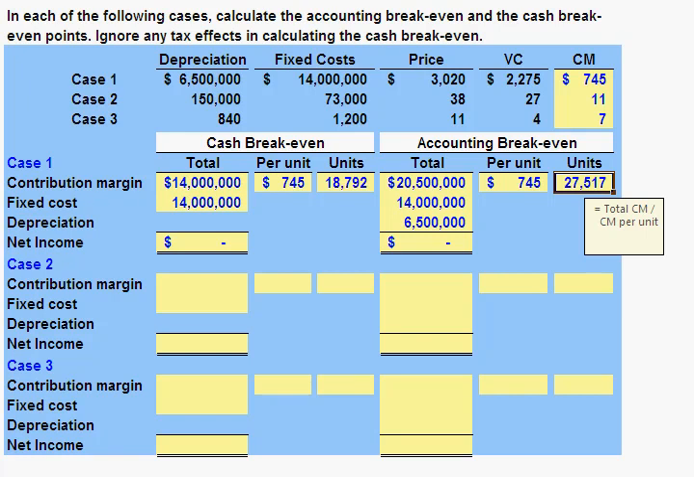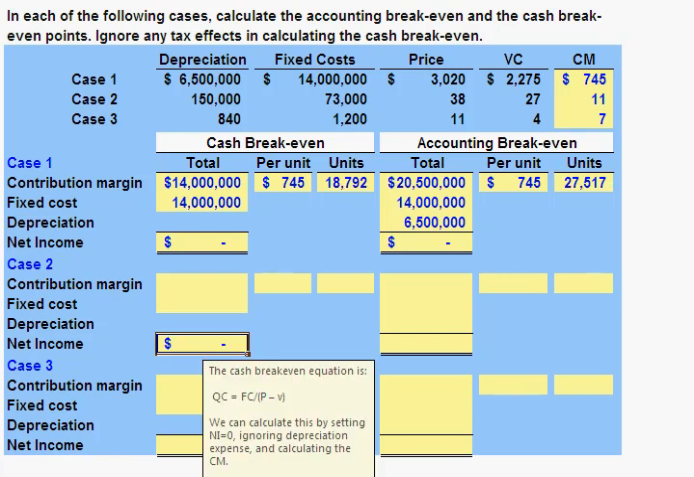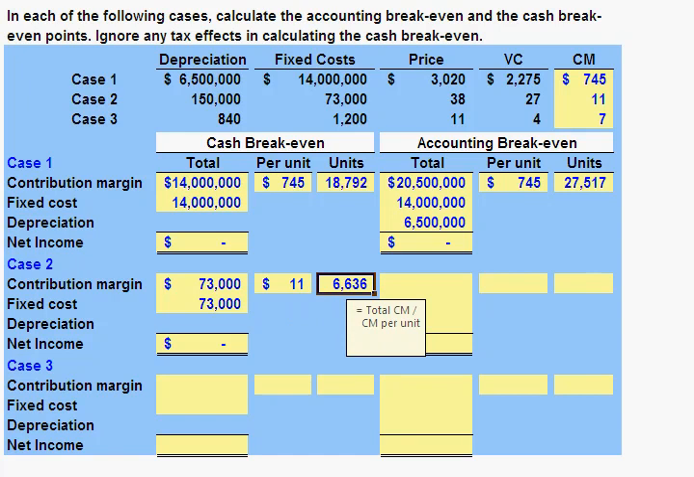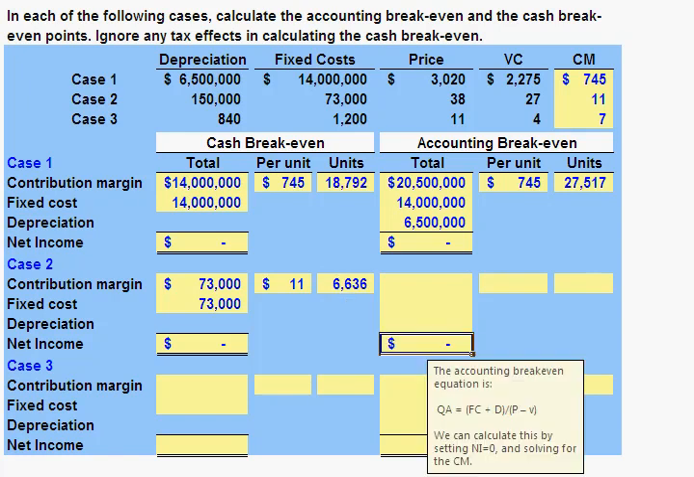Let's go ahead and consider case 2. Again, we can calculate our cash break-even by setting net income equal to 0 and ignoring our depreciation expense. Our fixed costs in case 2 are $73,000. Therefore, in order to hit break-even, we need a contribution margin of $73,000. We take our $73,000 contribution margin and divide it by our $11 contribution margin per unit to arrive at our break-even point of 6,636 units.